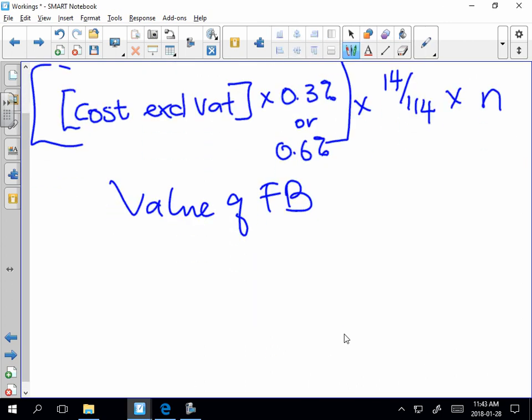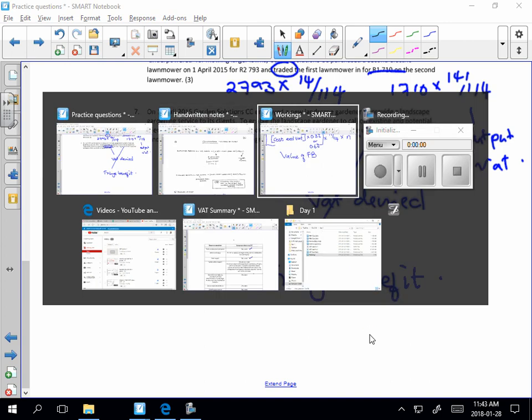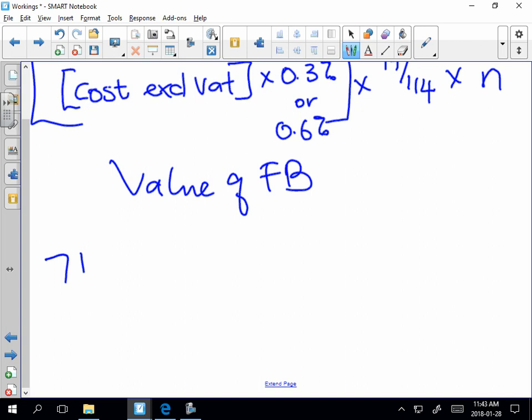So going back to our question, we're told that all amounts are inclusive of VAT, do you remember? So therefore, we're going to say 71,250. I need to exclude VAT, right? Times 100 over 114 times either 0.3% or 0.6%. 0.3% if it's a motor vehicle or motor car as defined, and 0.6% if it's not a motor vehicle as defined. Make sense? So, are we dealing with a motor car as defined or not a motor car as defined? Motor car as defined, so 0.3%, guys.